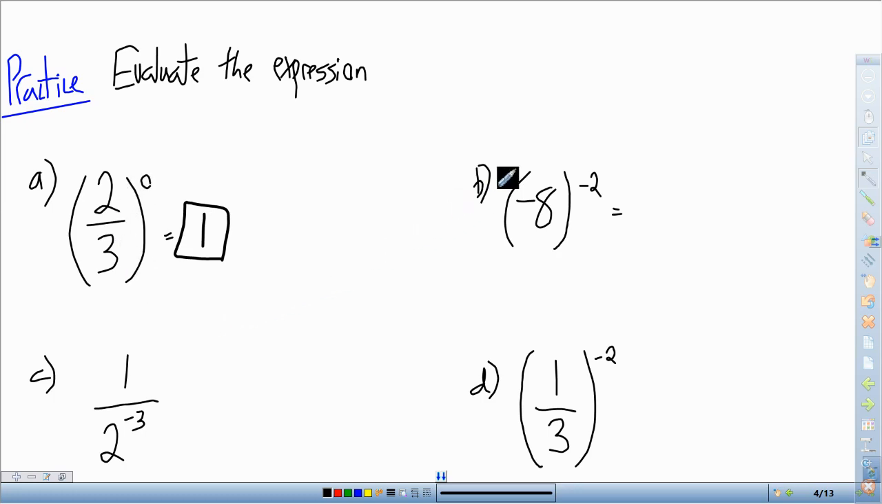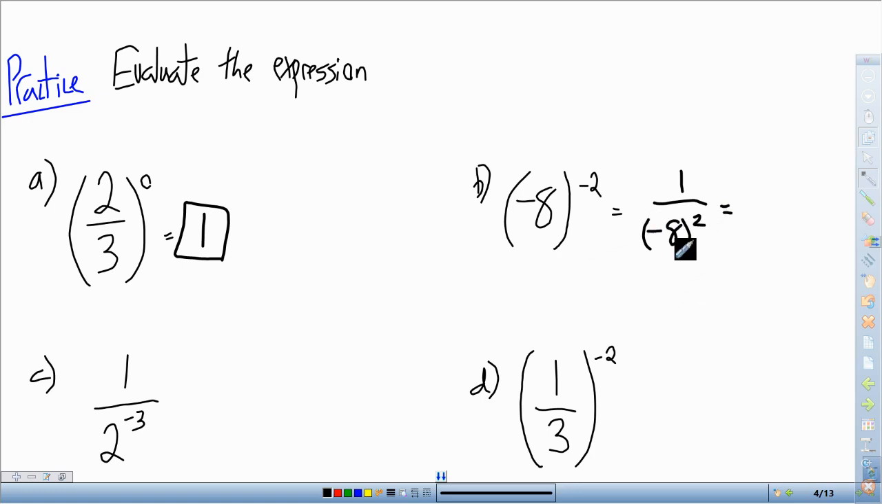Okay, taking a look at letter B here, we have this negative 8 to the power of negative 2. We want that thing to be a positive 2. It's up in the numerator, so we need to send it down to the denominator. Don't forget, those parentheses are still there, but now it's a positive 2. Up in the numerator, nothing's left, so we need to show that there's a 1 up there.